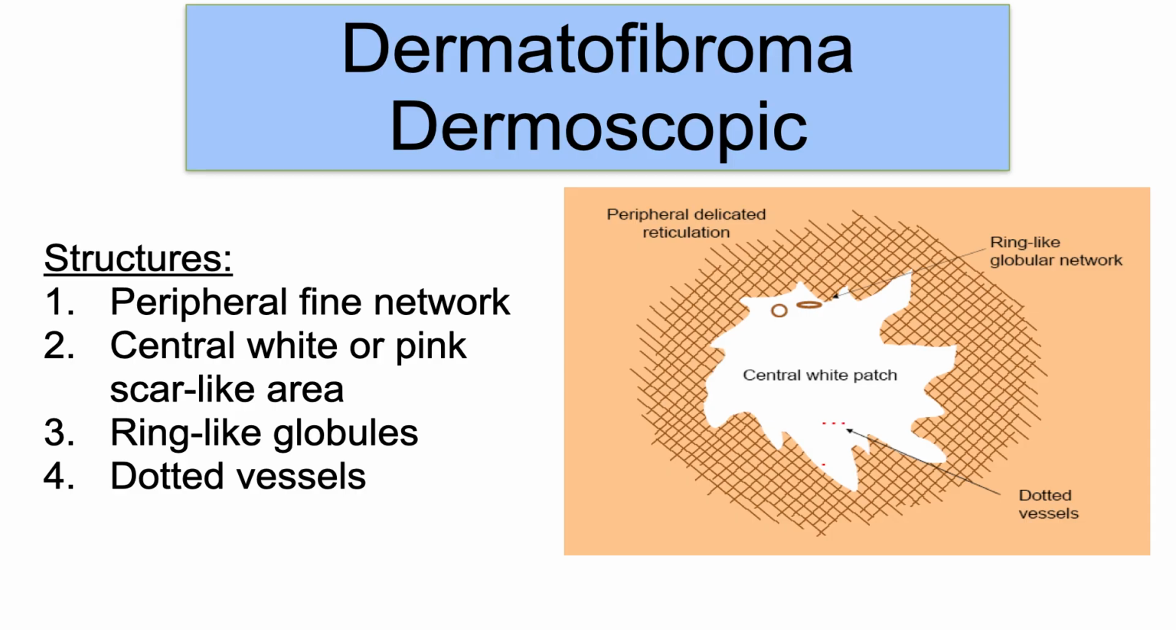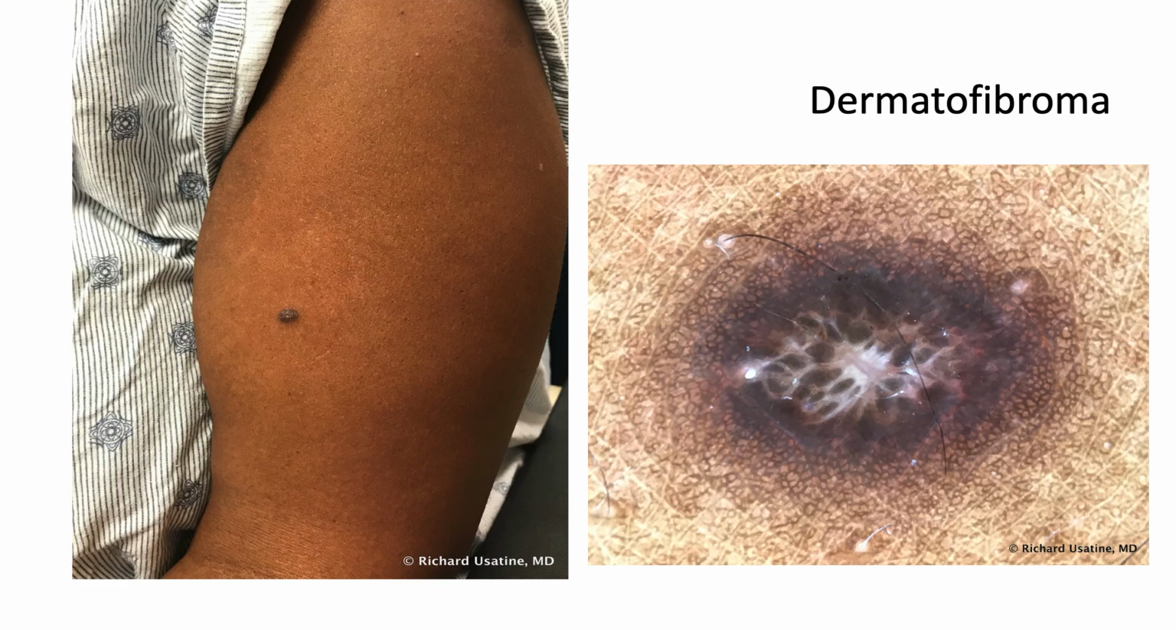And these are the patterns. The peripheral fine network, also called delicate reticulation, and central white or pink scar-like area, ring-like globules and dotted vessels. Let's take a look at some of the ring-like globules. Here they are here, with the network around the edge and the central scar. Here's another dermatofibroma on darker skin. Very easy to see ring-like globules and central scar, reticular network.